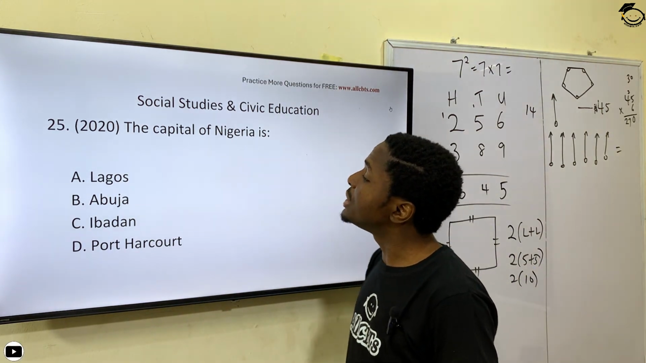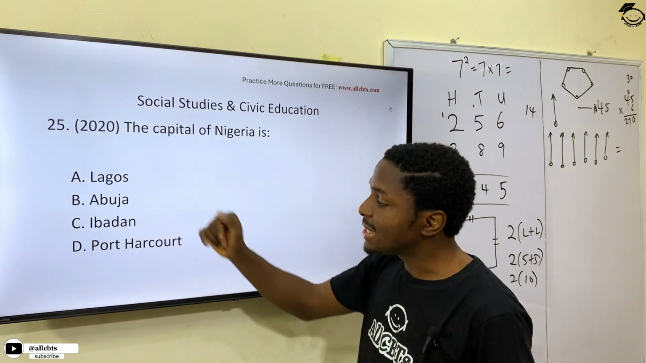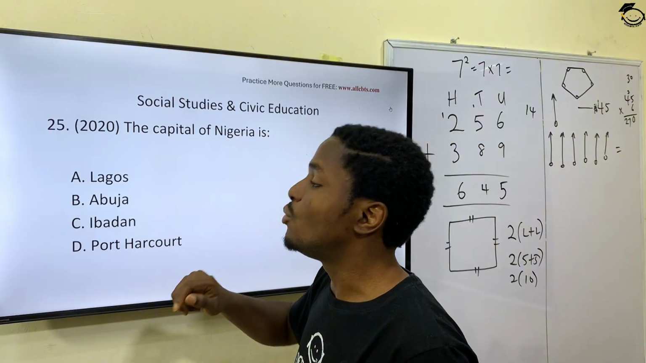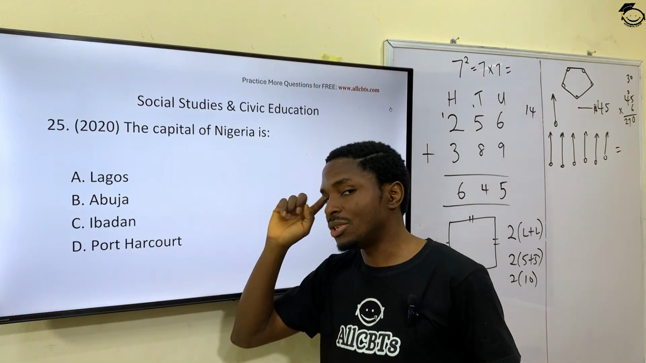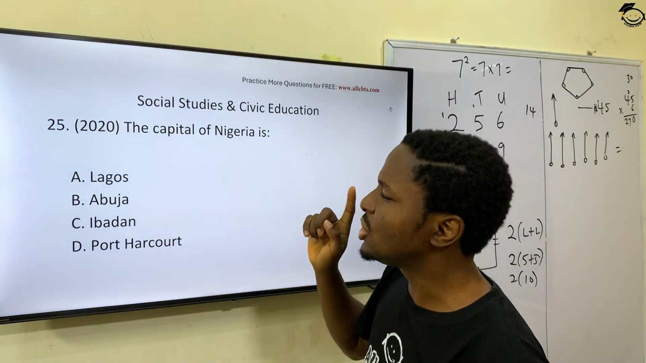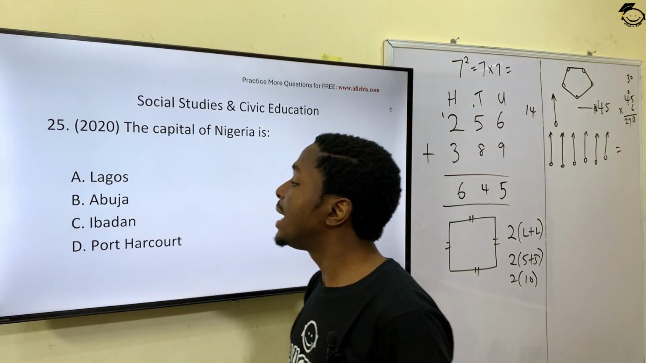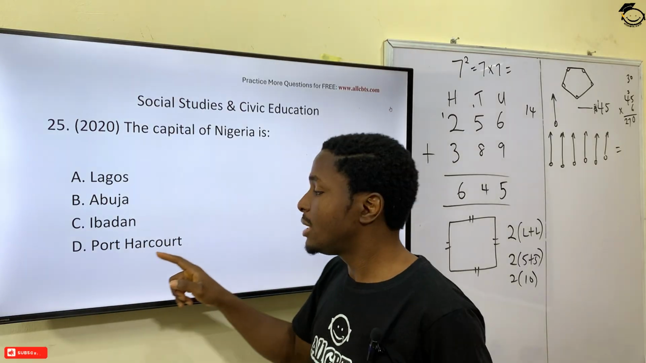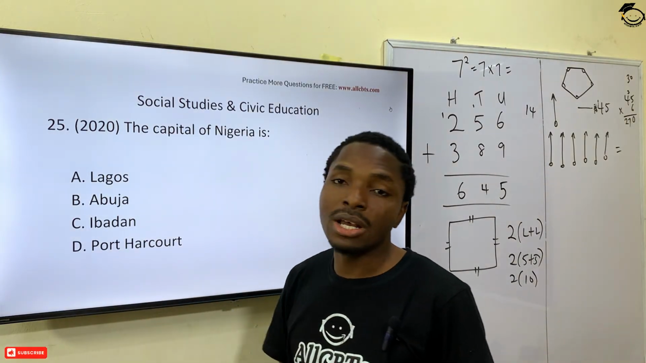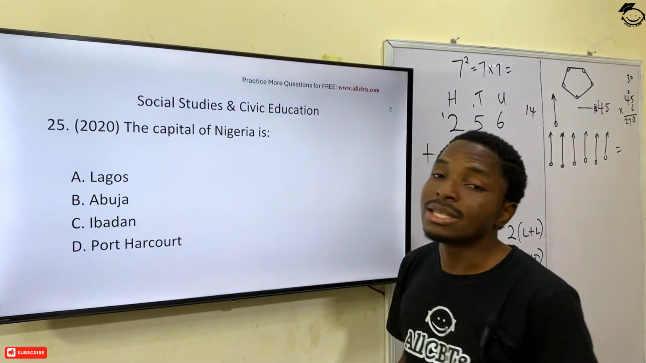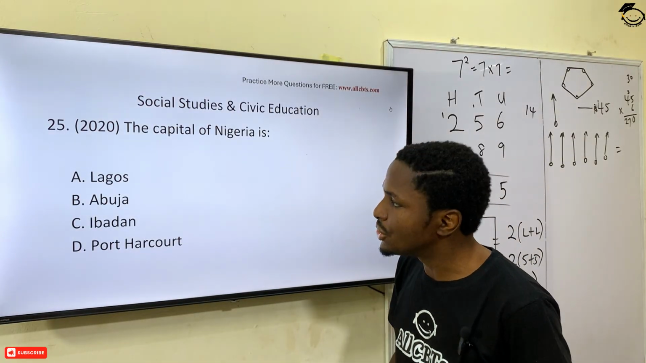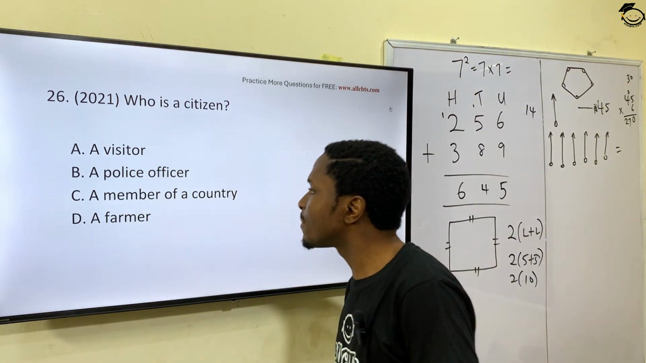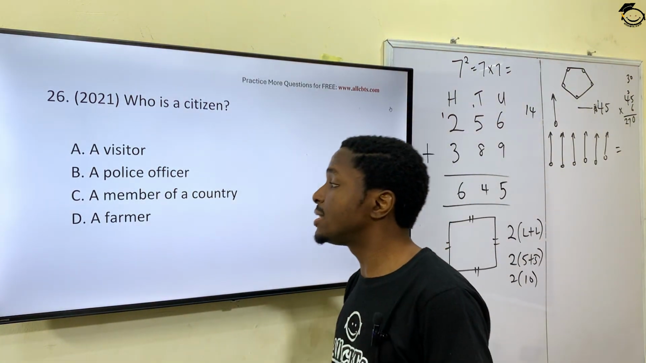The capital of Nigeria is what? Which of these states is the capital of Nigeria? You have Lagos. Lagos was the capital of Nigeria. No longer. I think it changed in 1978 or so. Then you have Abuja. You have Ibadan, the largest city in Africa. You have Port Harcourt. So it's got to be Abuja. Abuja is the current capital of Nigeria.